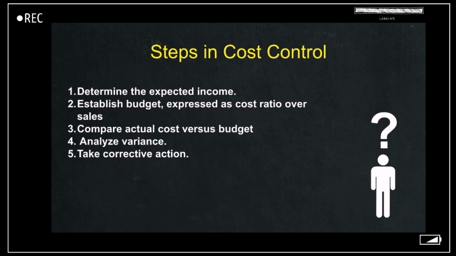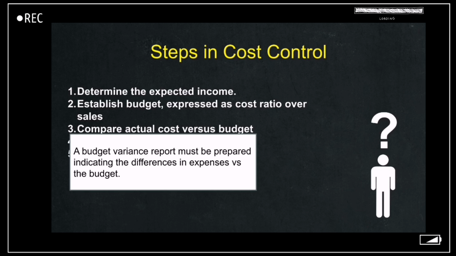Next, let us talk about compare actual costs versus budget. So each unit is expected to monitor its actual cost of operations against the budget. So a budget variance report must be prepared indicating the differences in expenses and the budget. So yun yung pangatlo natin gagawin. We need to compare yung actual costs versus dun sa sinet natin na budget.